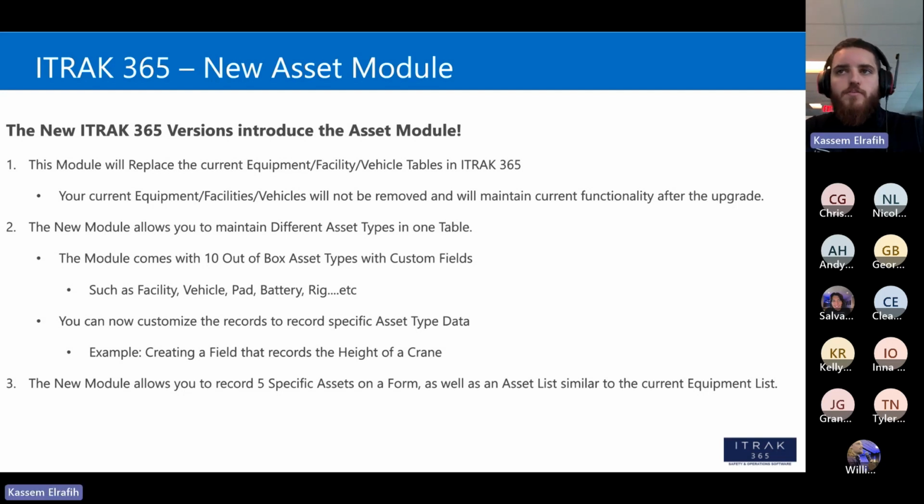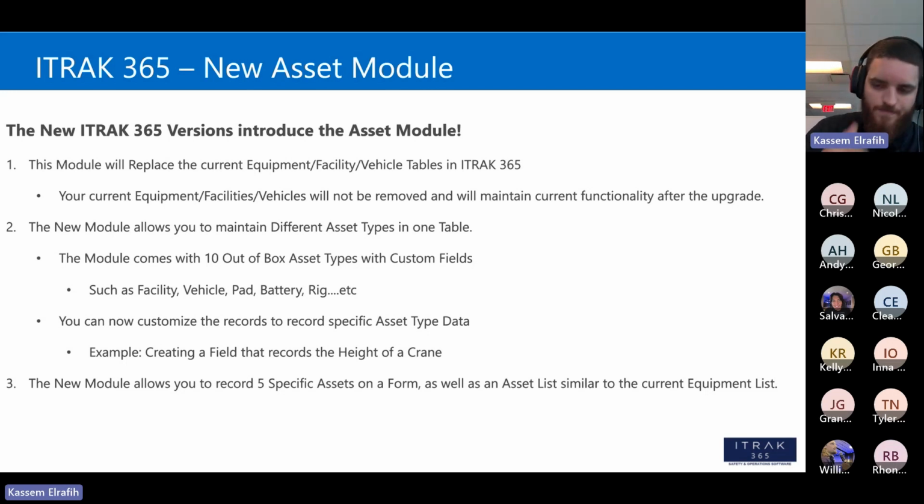The new module allows you to maintain different asset types all in one table. Previously you had the equipment table, the vehicle table, and the facility table, and that would be a headache for reporting. You'd have to look around for different records. But this module comes with 10 out-of-box asset types, so vehicles, facilities, pad, battery, rig, and it also allows you to customize the records or the fields to record specific asset data.